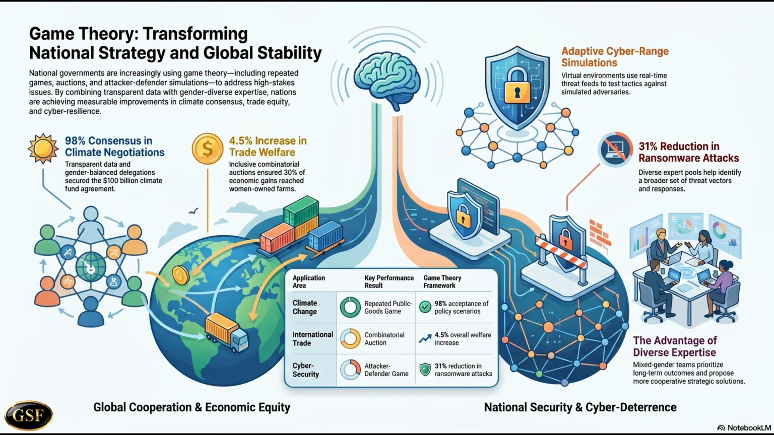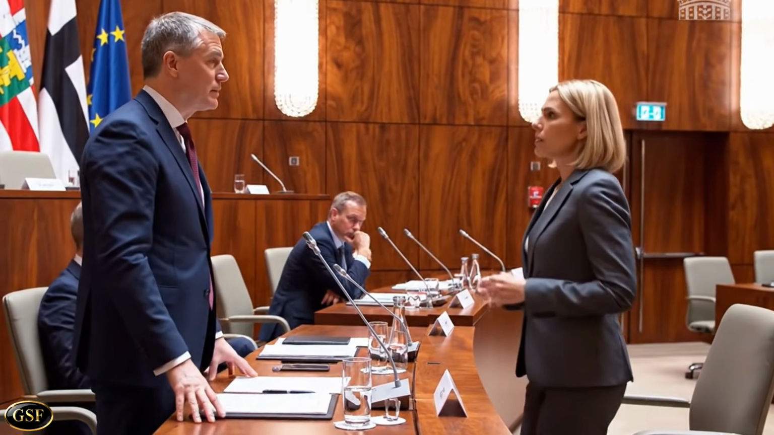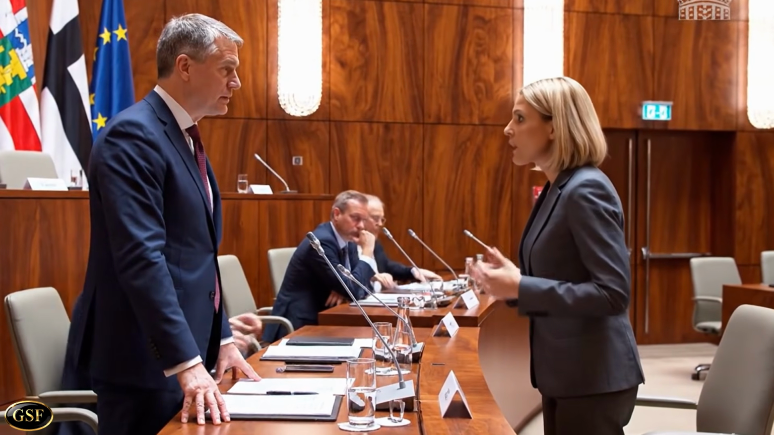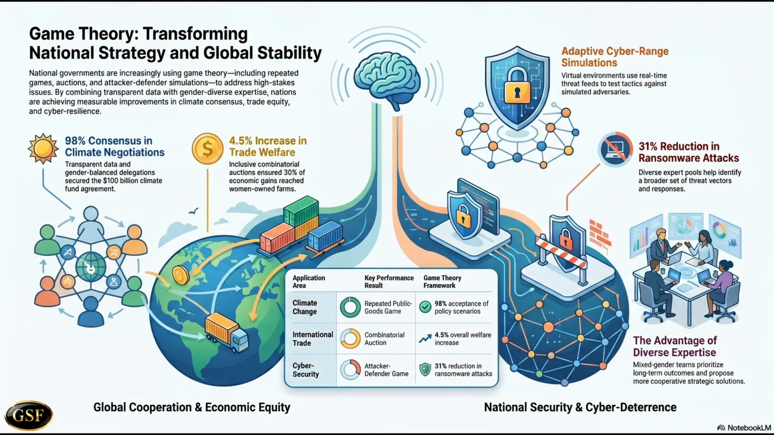Trade policy. When two countries negotiate market access for agricultural products, they often employ a combinatorial auction. Each country bids for tariff reductions on bundles of goods. By constructing a joint modelling team that includes economists, trade lawyers, and gender specialists, both sides can design an auction mechanism that respects not only economic efficiency but also social equality. For example, protecting smallholder women farmers.